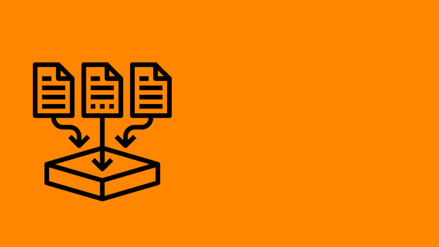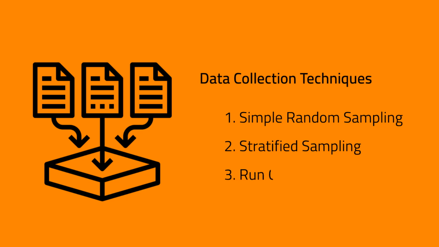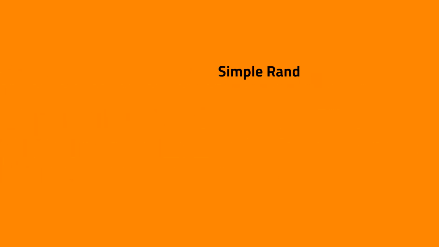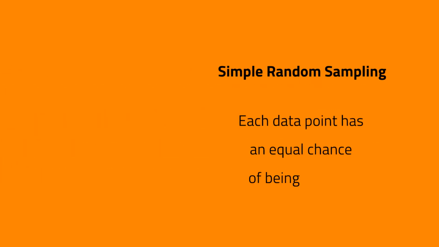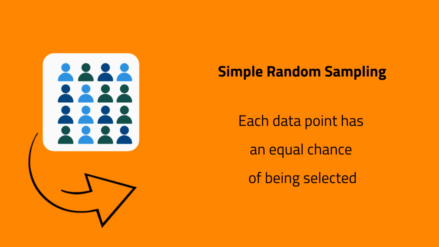Data collection is a cornerstone of the measure phase, providing the essential information needed to understand and improve processes. Let's explore three key data collection techniques: simple random sampling, stratified sampling, and run charts. Simple random sampling is a method where each data point has an equal chance of being selected, ensuring a fair representation of the entire dataset. This technique helps reduce bias and provides an unbiased snapshot of the population.